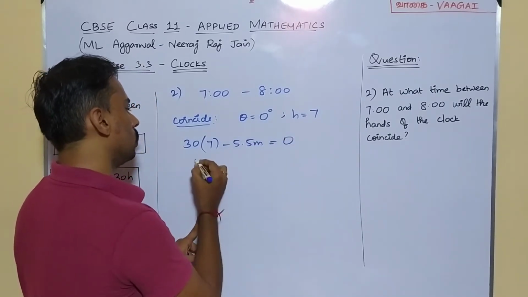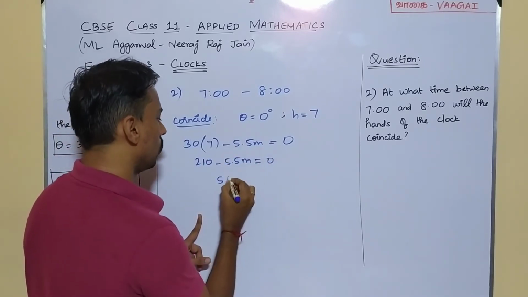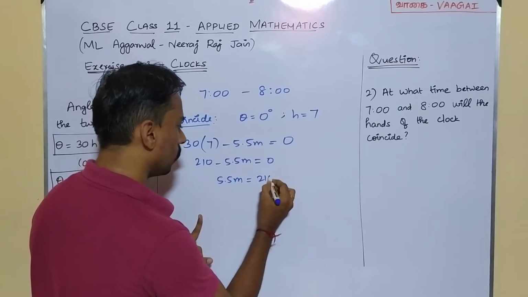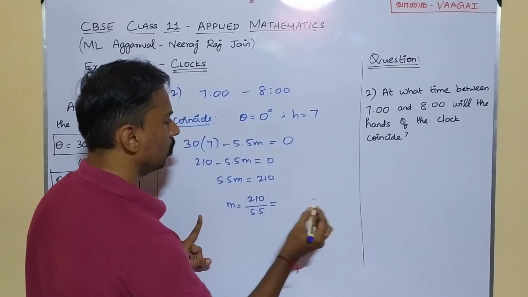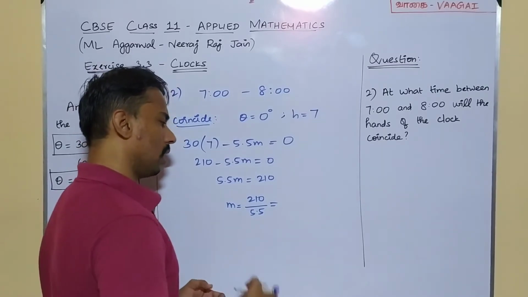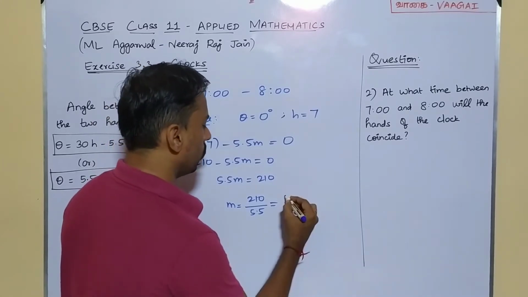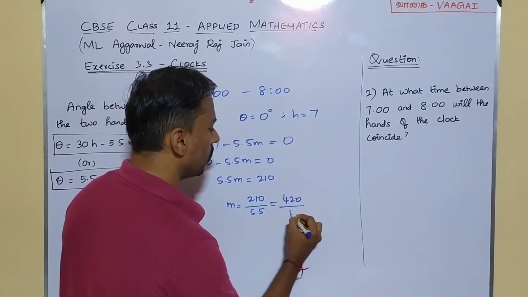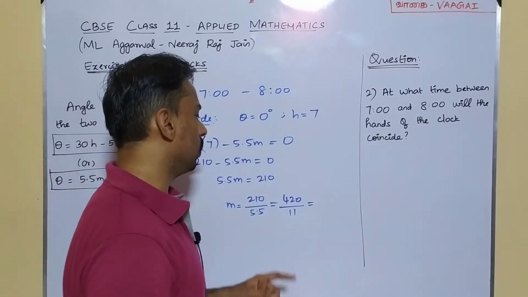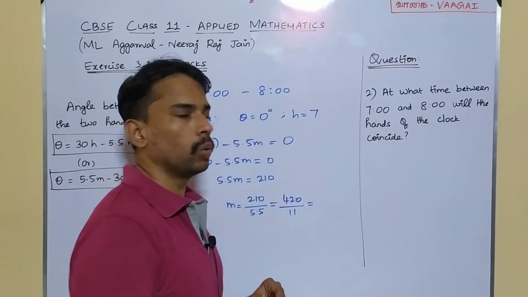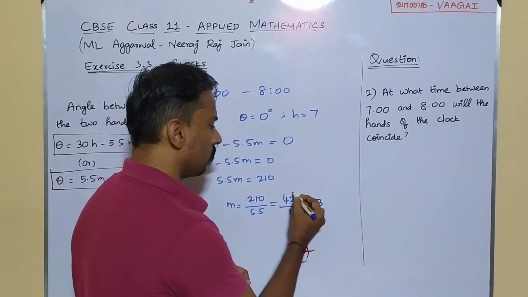That's it. Once I do this, I will get 210 minus 5.5 m is equal to 0, so that I will get 5.5 m is equal to 210, or m is equal to 210 by 5.5. When I try to simplify, as usual I can multiply 2 on both numerator and denominator. If I do it, I will get 420 by 11. Now I need to simplify this fraction. So if I try to do this, I will be getting 11 in 42. I can go up to 11 3s are 33. So I will get a balance of 9 here.